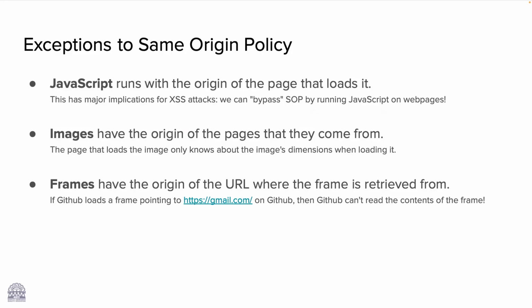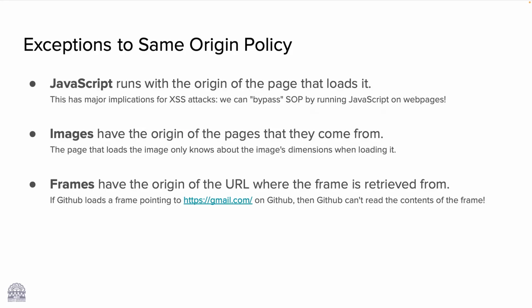Images have the origin of the pages that they came from. So this is kind of the opposite of JavaScript. Even though the page loads an image, even if the source attribute comes from a different origin, we say that it has a different origin between where the image came from and where it loaded.